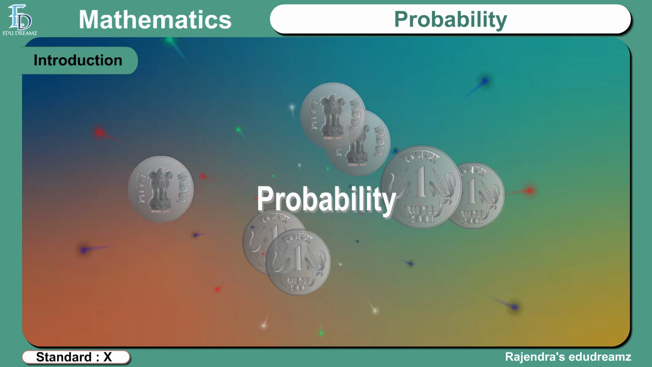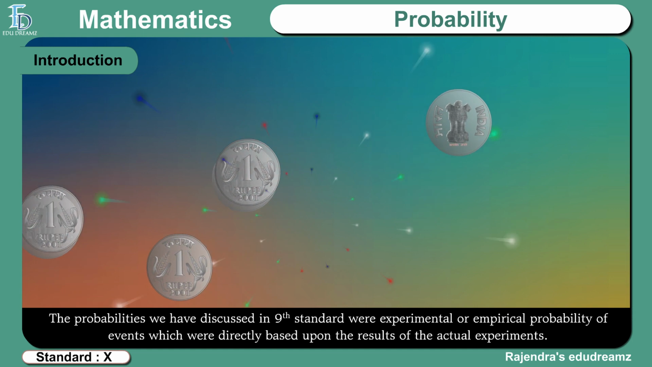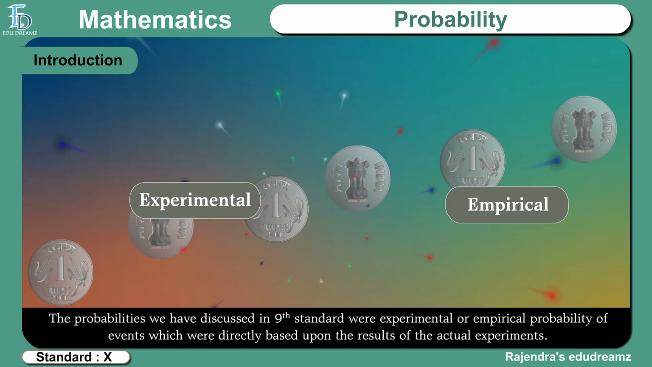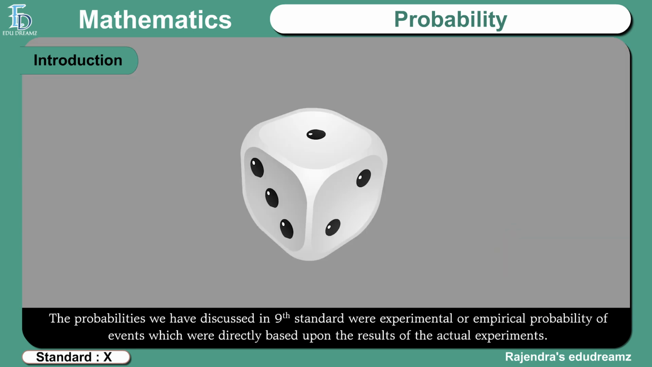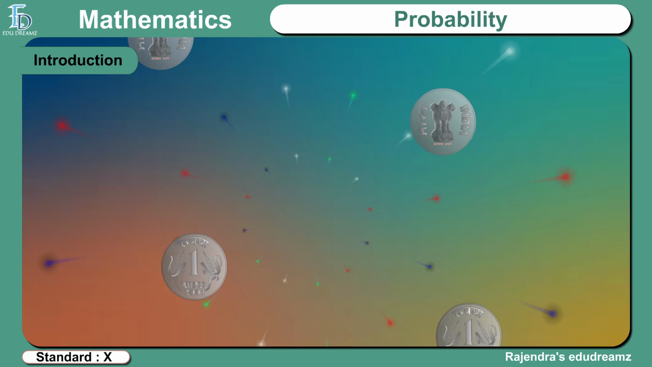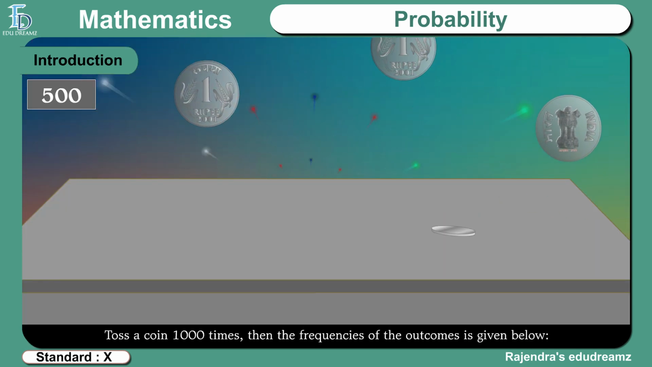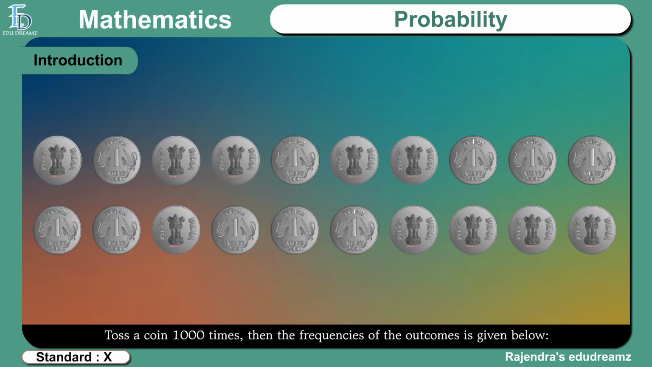Probability. Introduction. The probabilities we have discussed in 9th standard were experimental or empirical probability of events, which were directly based upon the results of the actual experiments. Let us carry out an experiment. Toss a coin 1000 times. Then the frequencies of the outcomes is given below.